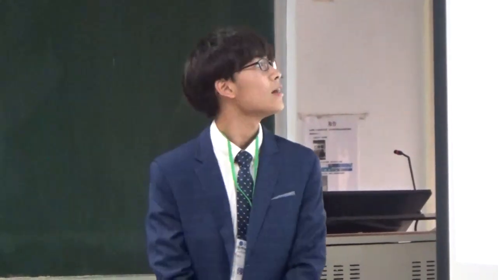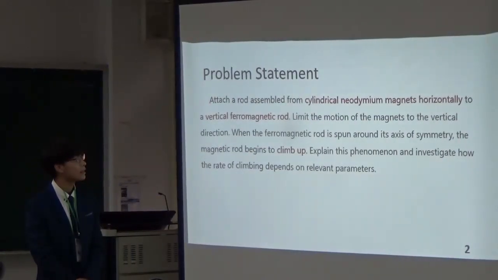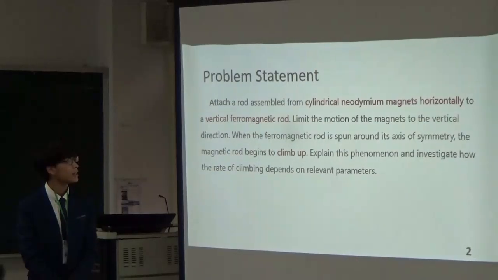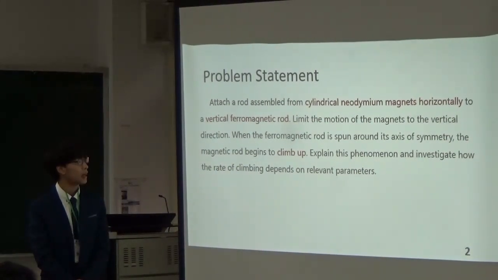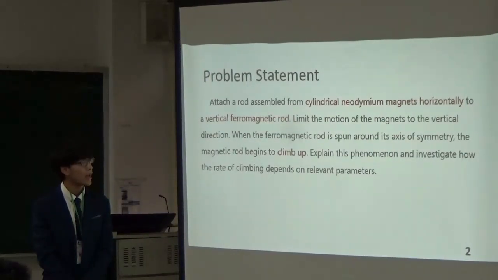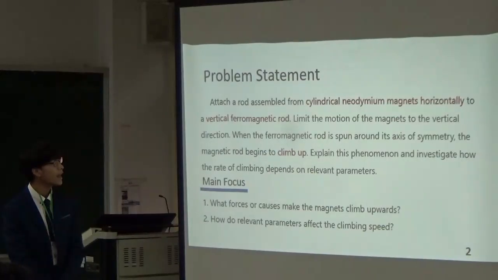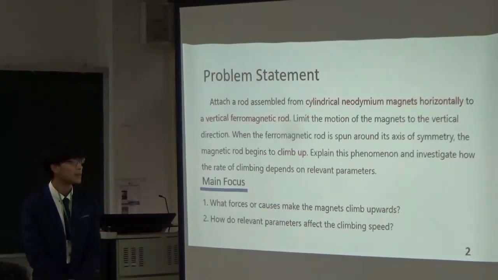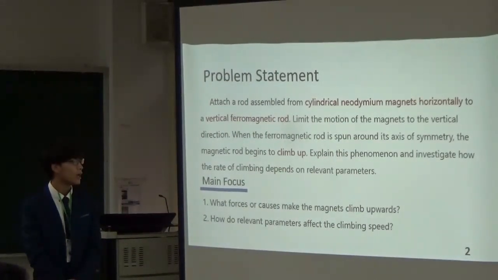The problem statement reads: attach a rod assembled from cylindrical neodymium magnets horizontally to a vertical ferromagnetic rod. Limit the motion of the magnets to the vertical direction. When the ferromagnetic rod is spun around its axis of symmetry, the magnetic rod begins to climb up. Explain this phenomenon and investigate how the rate of climbing depends on relevant parameters. Today, we'll mainly focus on 1. What forces or causes make the magnets climb upward? And 2. How do relevant parameters affect the climbing speed?